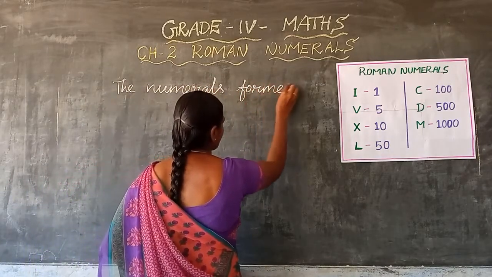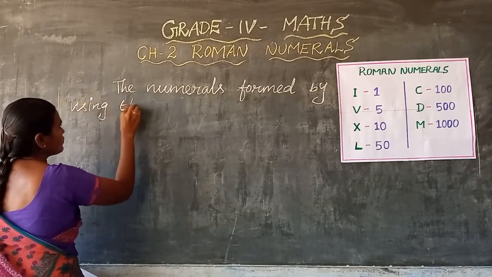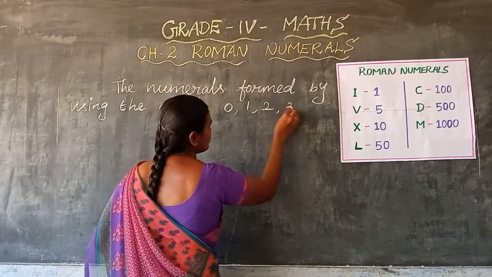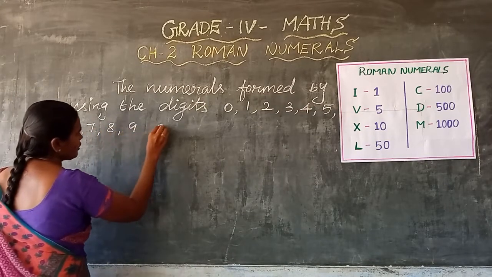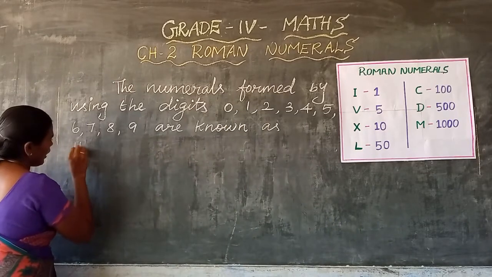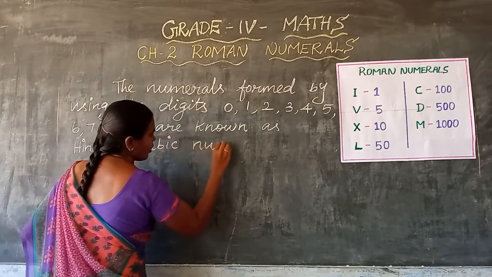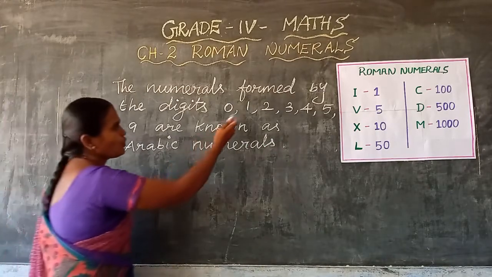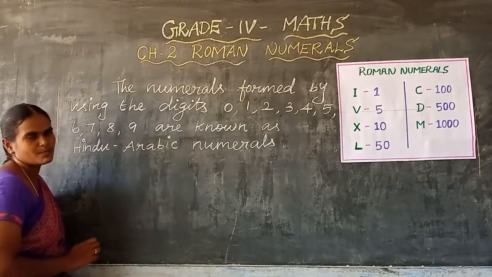So the numerals formed by using the digits 0, 1, 2, 3, 4, 5, 6, 7, 8, 9 are known as Hindu-Arabic numerals or numbers. The numerals formed by using the digits 0, 1, 2, 3, 4, 5, 6, 7, 8, 9 are known as Hindu-Arabic numerals or numbers.